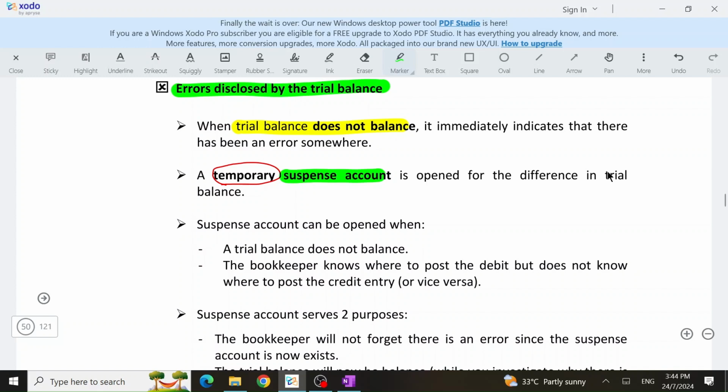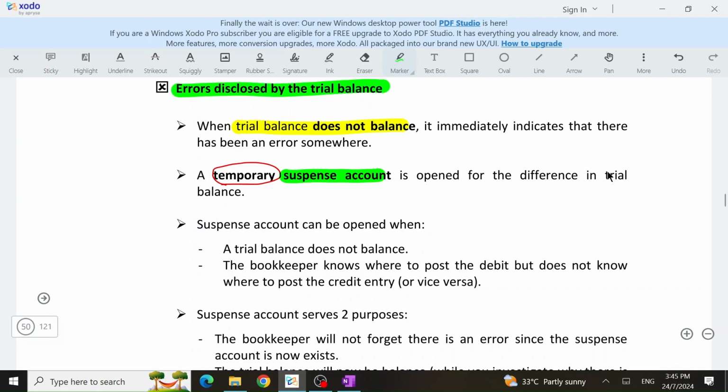You cannot leave your error there forever as error. Your job is to find out how to get rid of the error. You have to make the correction of error. Once your error has been corrected, this suspense account will be closed. Akan tutup. That's why your suspense account is called a temporary account.